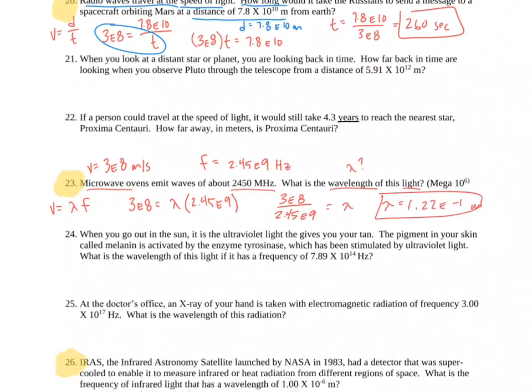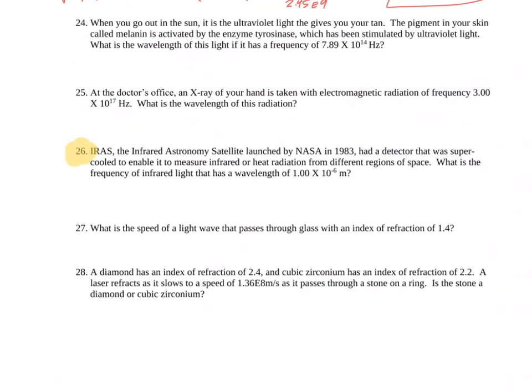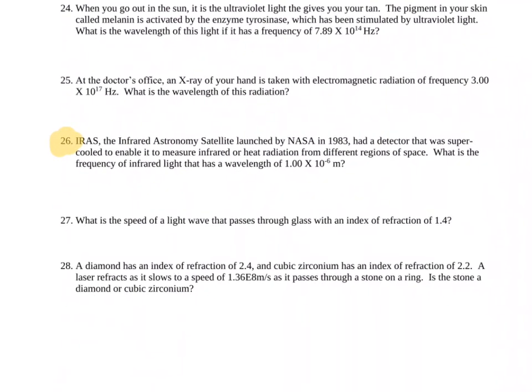Let's look at one more example. And this is number 26 on this worksheet. It says the infrared astronomy satellite launched by NASA in 1983 had a detector that was super cooled to enable it to measure infrared or heat radiation from different regions of space. What is the frequency of infrared light that has a wavelength of 1 times 10 to the negative 6?